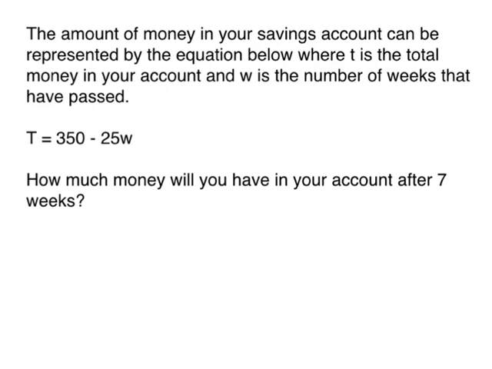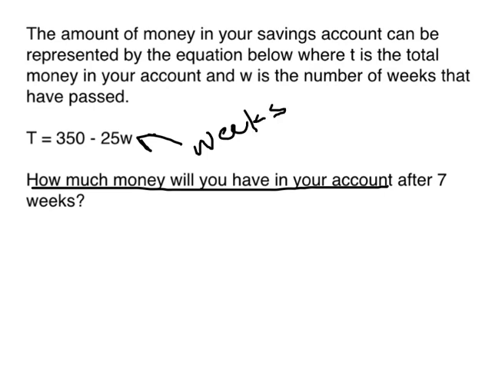The question I'm trying to answer is how much money will you have in your account? I need to go through and identify my variables. W represents weeks and T represents total money.